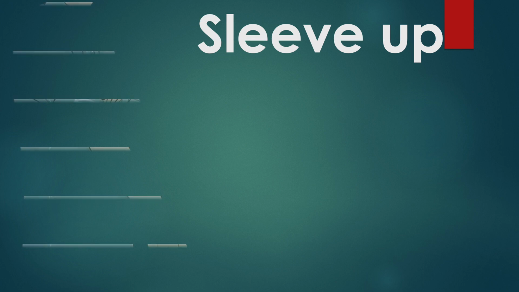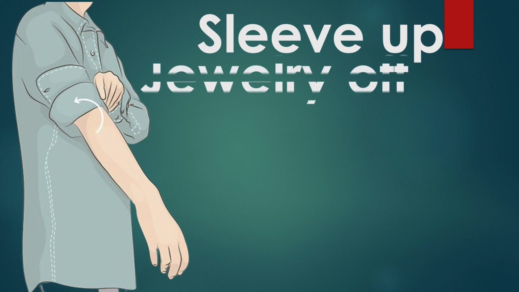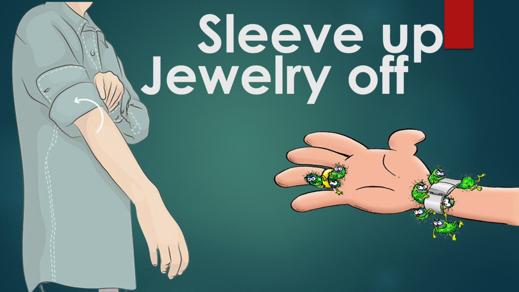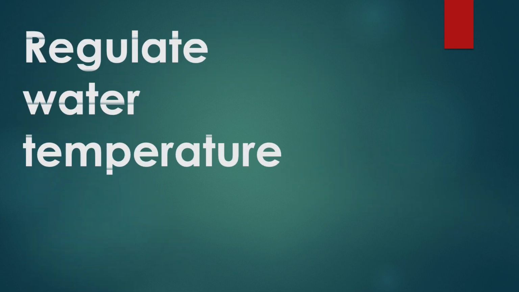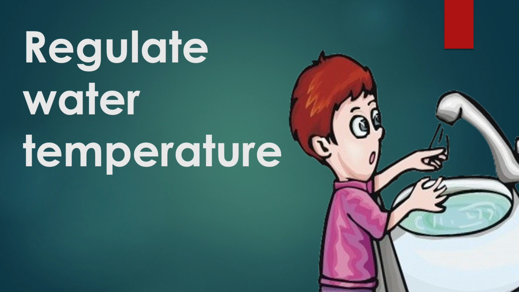Now to begin with the procedure, my sleeves should be up if I'm not wearing short sleeves so that I can wash my hands. My jewelry should be off except for the wedding band, because with other jewelry, microbes have a tendency of hiding behind or below the jewelry. To begin, I'm regulating my water temperature to get a desired temperature, because if the water is too cold, it won't be able to kill or remove microbes, and if it's too hot, it will burn my hands.